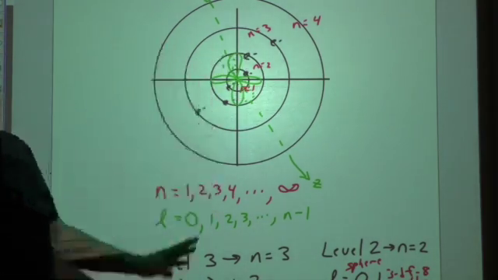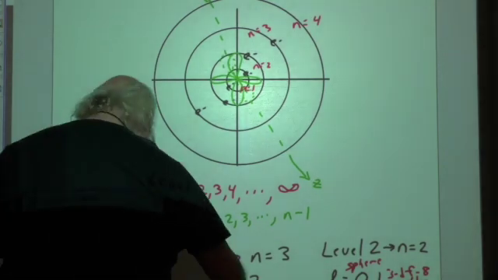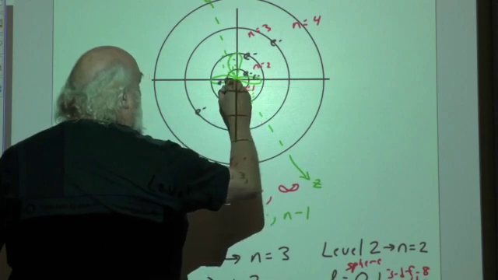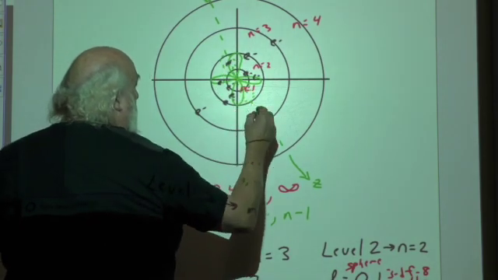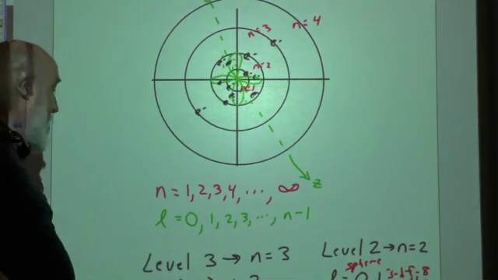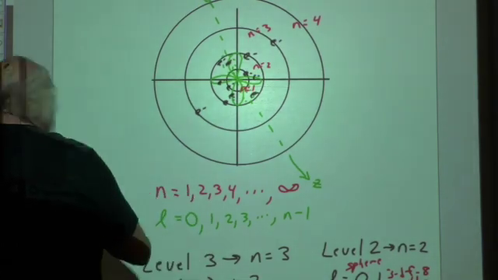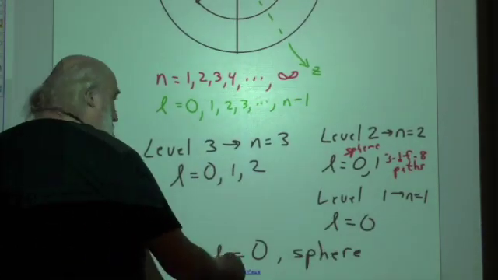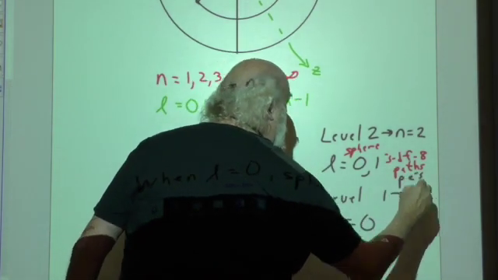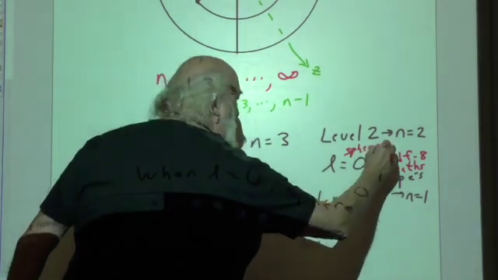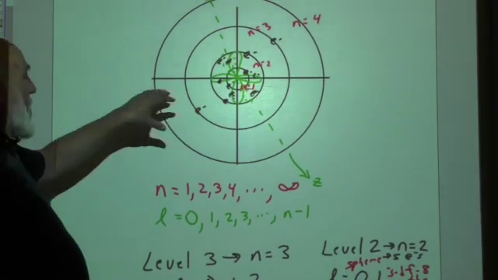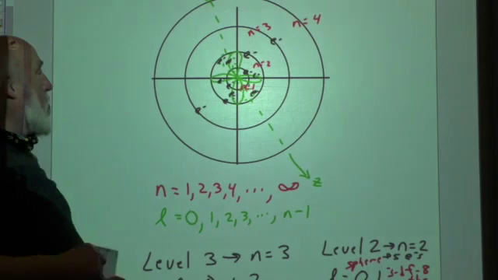And there are 2 electrons in every path. So since there are 2 electrons in every path, how many electrons are we talking about? 6. 3 paths, 2 electrons in each. Those are called p electrons. So these are p electrons. 0 is called s electrons. And these are on the second level, so these are all 2p electrons.